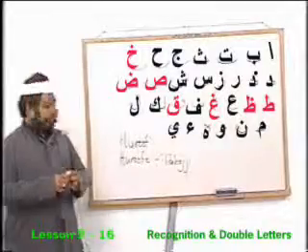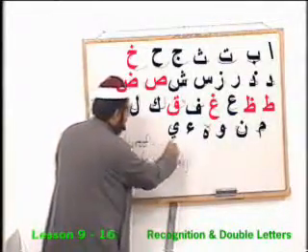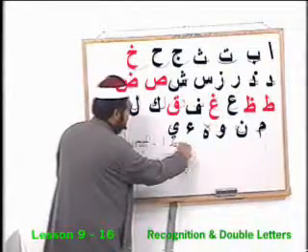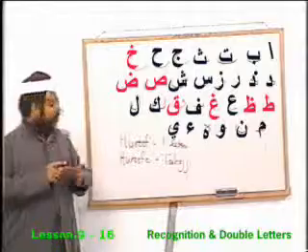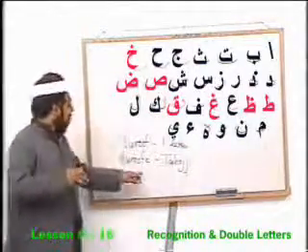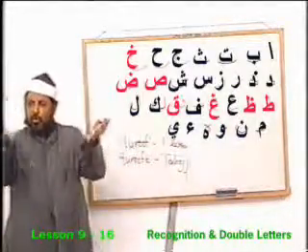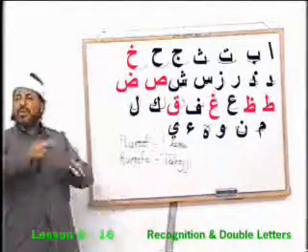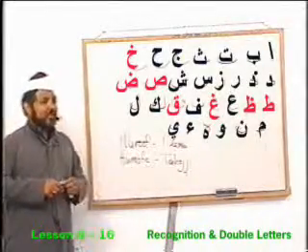Explain them one more time. Harf is one letter. Huruf is many. Tahajji, letters: the Arabic alphabet. The whole alphabet is called huruf tahajji.